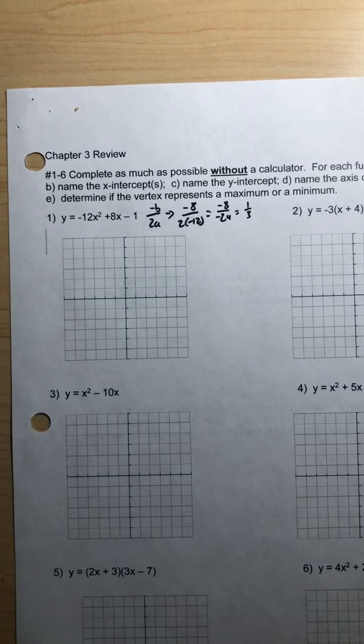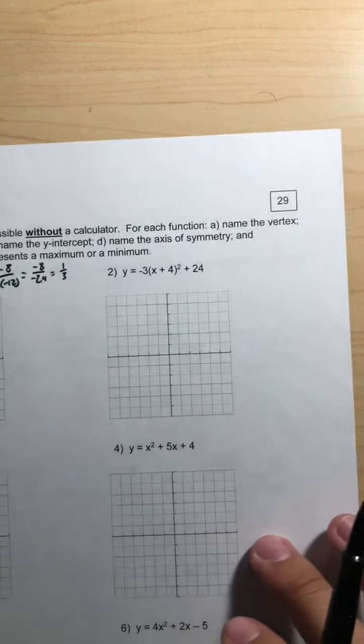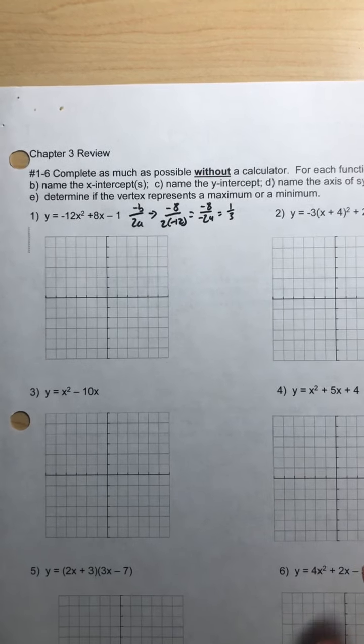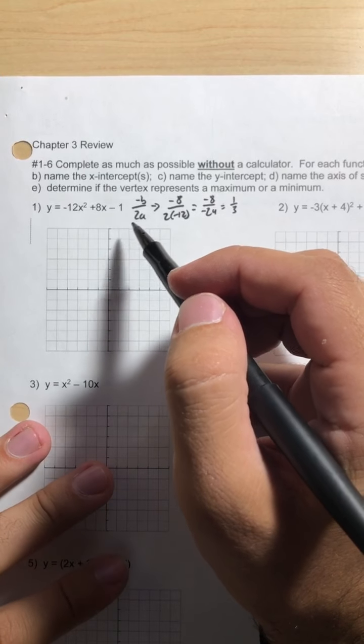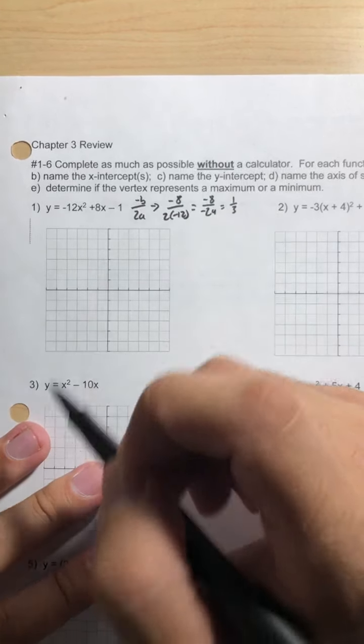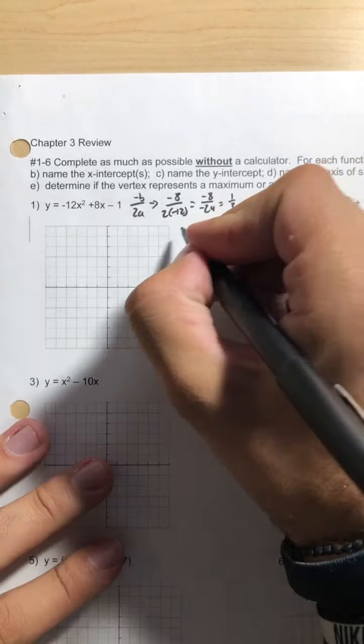All right, so this is chapter 3 test review, page 29 in our packet. We're looking at the 6 graphs. So the first one's in standard form, so I'm going to use opposite b over 2a to find the x value of my vertex, which is 1/3. I could then go ahead and plug it back in.